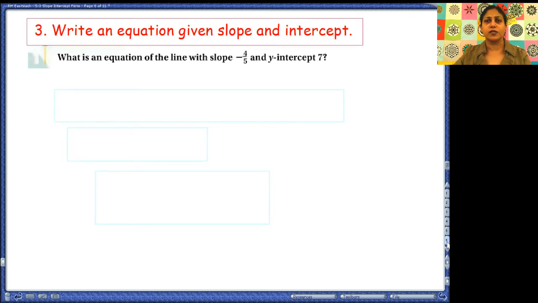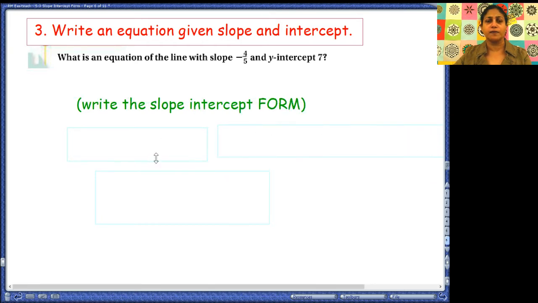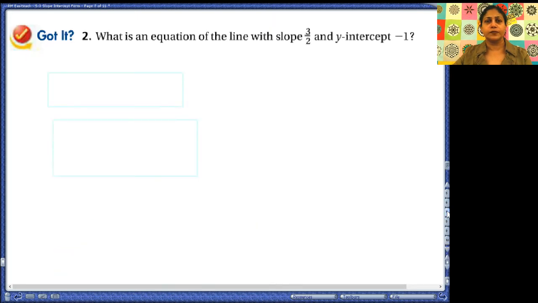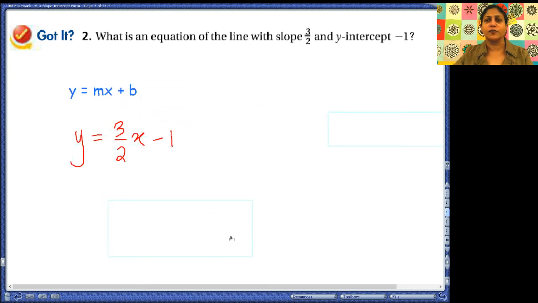Write an equation given slope and intercept. What is an equation of a line with this slope and this intercept? So write the slope-intercept form. Before you use it, you need to write it. And then that is the form, and all you do is plug in for m and b. So here's another example for you. You want to write the form and then you plug in the values.